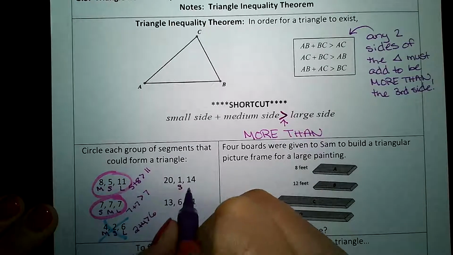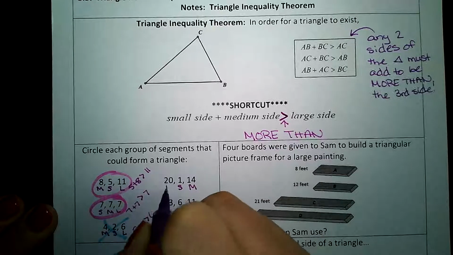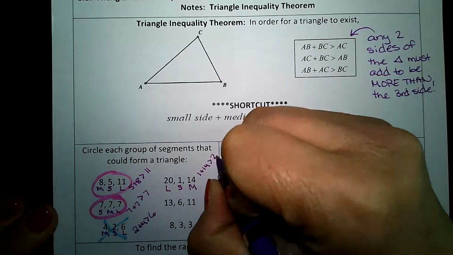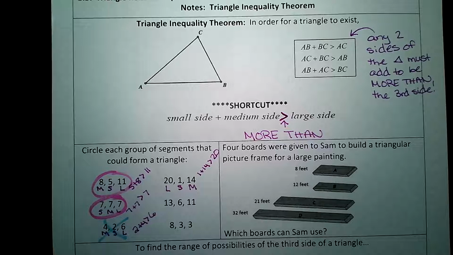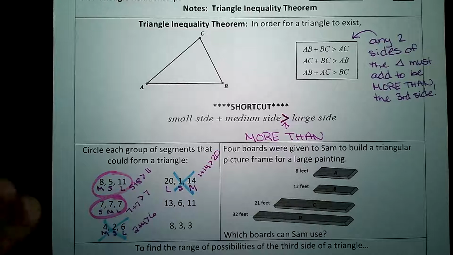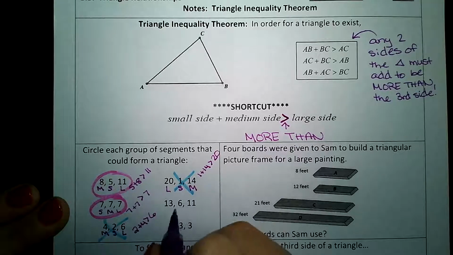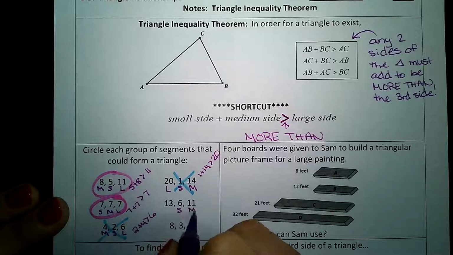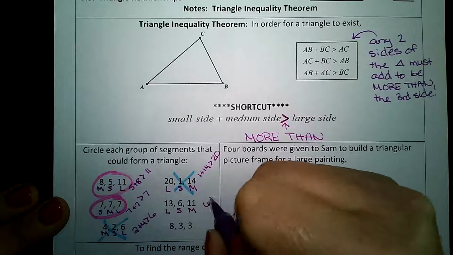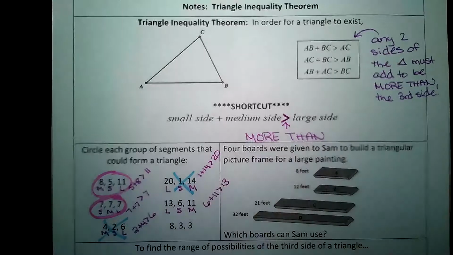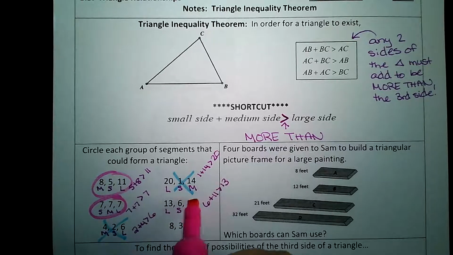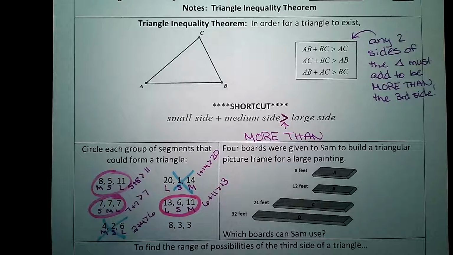All right, down the next column. Side 1 would be small, side 14 is the medium length, side 20 is the longest. So is 1 plus 14 bigger than 20? 1 plus 14 is 15, and 15 is not bigger than 20. That one's out. Let's keep going. 6 is the small, 11 is the medium, 13 is the long piece. So is 6 plus 11 bigger than 13? 6 plus 11 is 17. 17 is bigger than 13. So these 3 lengths would form a triangle.